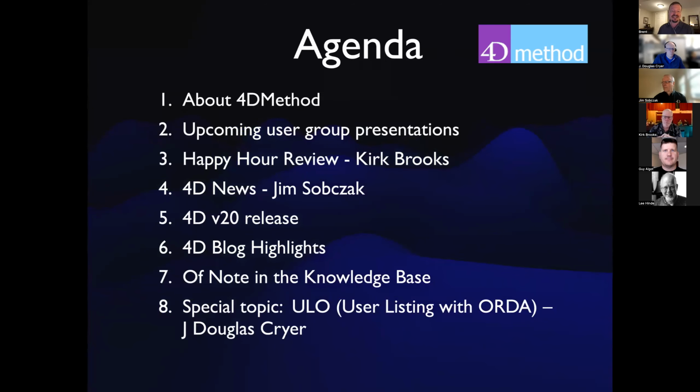We'll highlight a couple of the 4D blog articles that just came out, largely about version 20 R2. A lot of times they're just about the R versions, which is great, so we can get a sneak peek of what's coming out, what's around the corner. Then we'll talk about a couple of recent tech notes and white papers in the 4D knowledge base. And then we'll have our special topic presenter on the ULO component, user listing with ORDA. We've got J. Douglas Cryer, Dougie, here to show us a few things today.